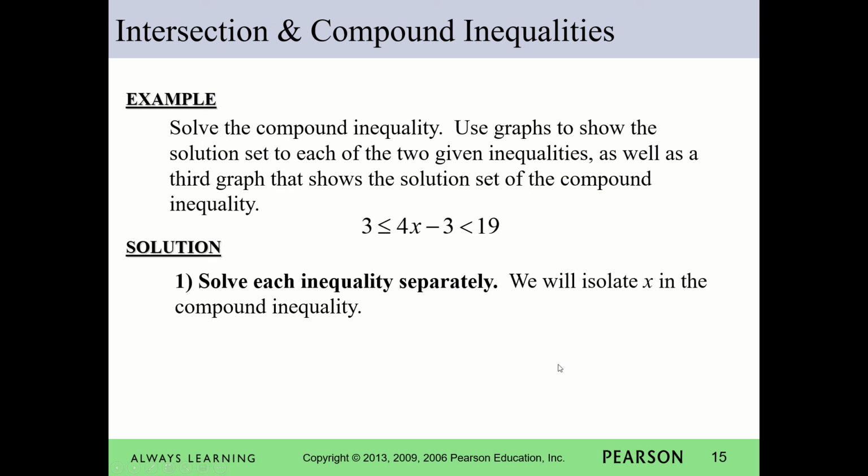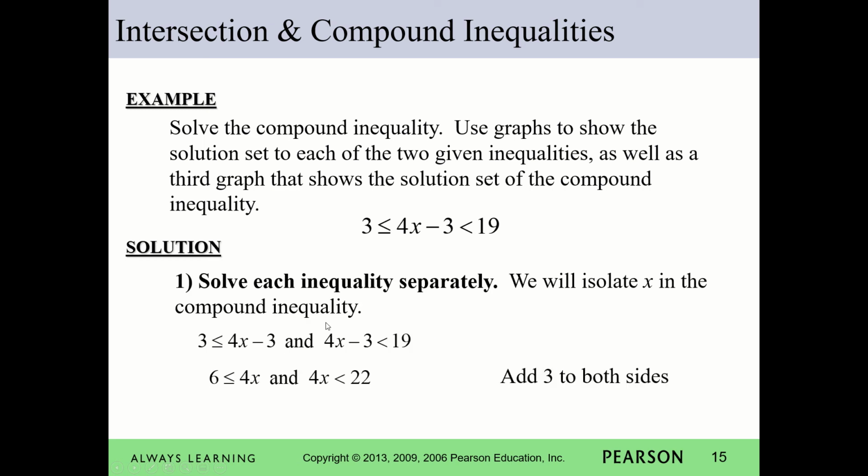So we're going to solve this separately. We're going to separate these into two problems. We're going to do 3 is less than or equal to 4x minus 3, and we're going to do 4x minus 3 is less than 19. So we just duplicated the middle and separated it. Then from there, we just solve each one. I'm going to add 3 to this side. I'm going to add 3 to this side. Then all we have to do is divide by 4, divide by 4.